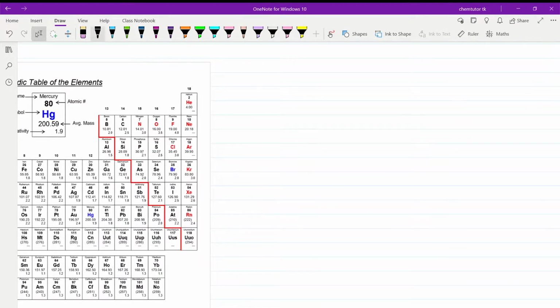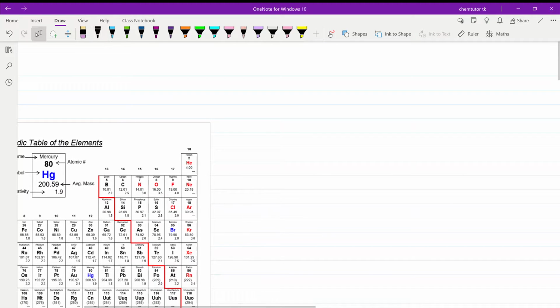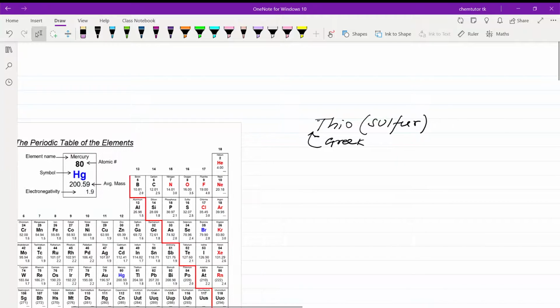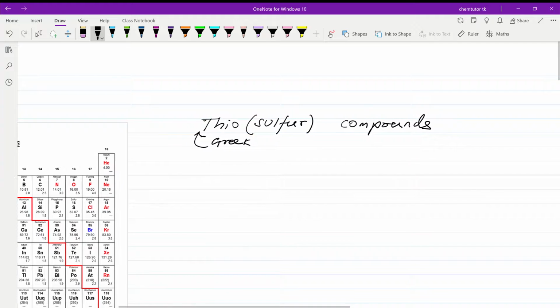What is the meaning of thio? Thio is another name for sulfur. Thio, that means sulfur. This word comes from Greek. Okay, the meaning is thio. Many of us have confusion in this one: how to create the formula with thio.